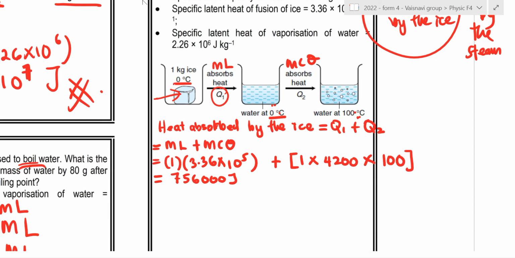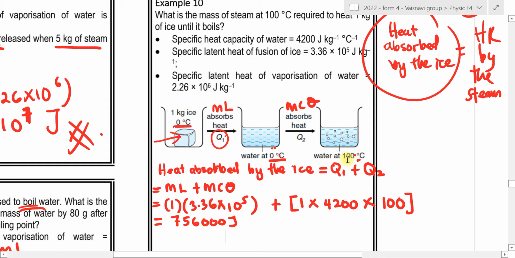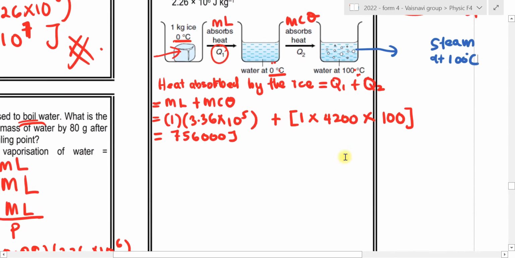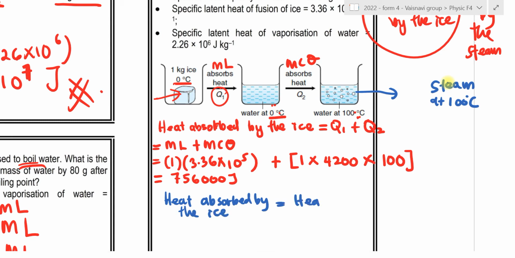It asks, okay, this is only the heat absorbed by the ice, until it becomes water. The water will then become steam at 100 degrees Celsius. This is when we calculate ml. It asks how much mass of steam, how much mass of steam has been converted from liquid to steam. How much mass of the steam undergoes the conversion? So the heat absorbed by the ice all this while is equal to the heat released by the steam.